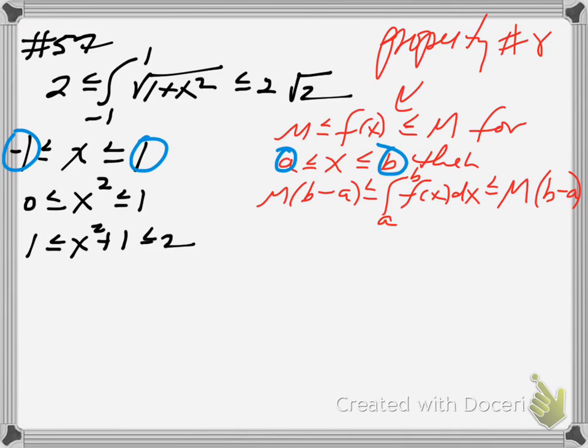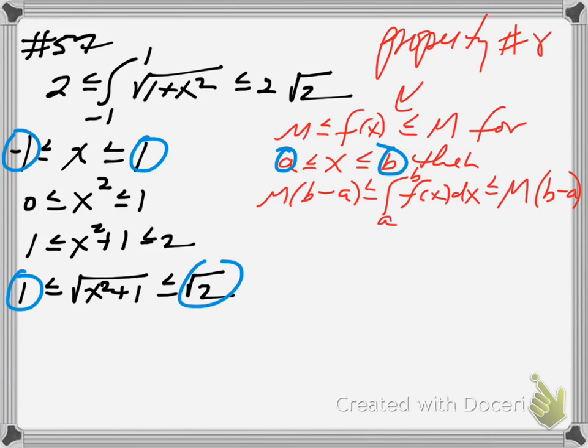So what do you think the next step is going to be? Well, the next step is I'm going to take the square root of all sides. So the square root of 1 is 1, less than or equal to the square root of x squared plus 1, less than or equal to the square root of 2. Okay. So now I have my function, the square root of x squared plus 1. And the lower limit of that function is 1, so that's my lowercase m. And the upper limit is going to be the square root of 2.